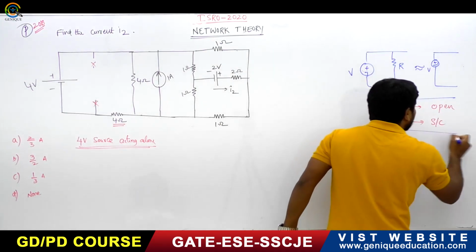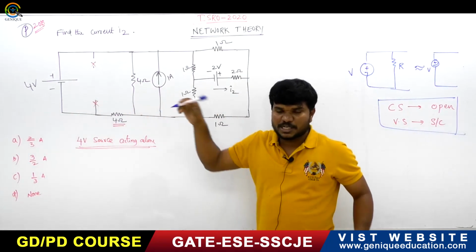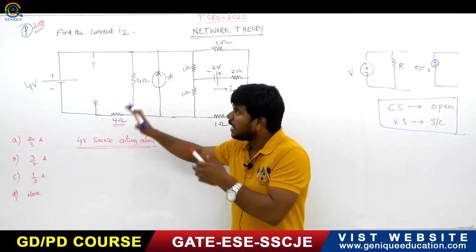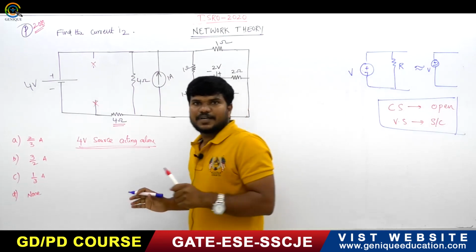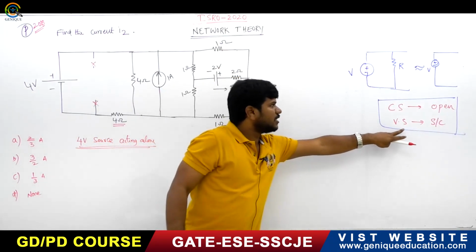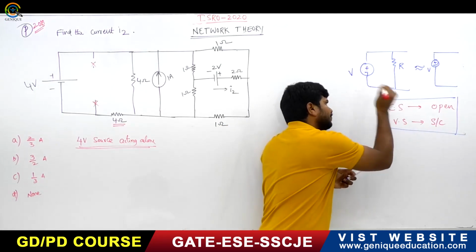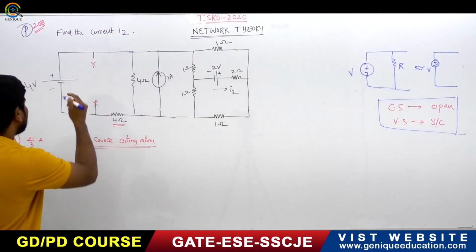So while applying the superposition principle, we have to take one source acting alone and the remaining sources must be deactivated. Deactivated means the voltage source must be short circuited and the current source must be open circuited. This is the point you have to understand. So if you do this, what is the equivalent circuit?